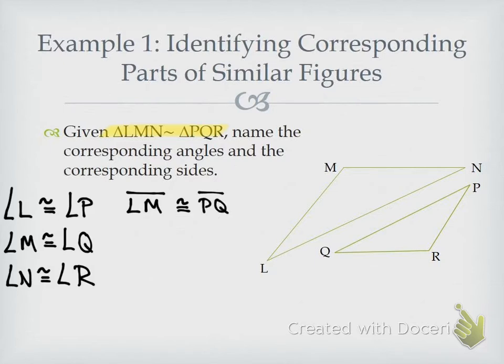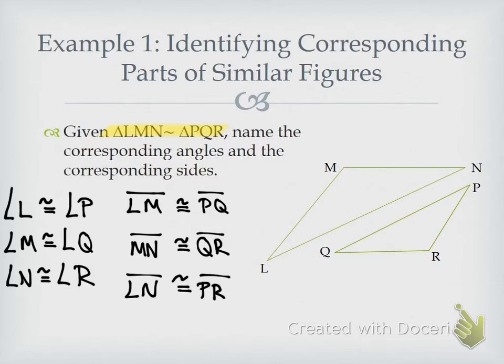So now I'm going to go side MN. And what two angles or what side would that be congruent to in the second triangle? What do you think? QR. All right, so then our last one would be side LN is congruent to side PR. Right? Yep, PR. And there we go. Three pairs of corresponding angles and three pairs of corresponding sides. Any questions?